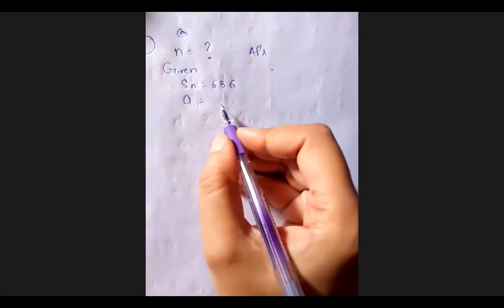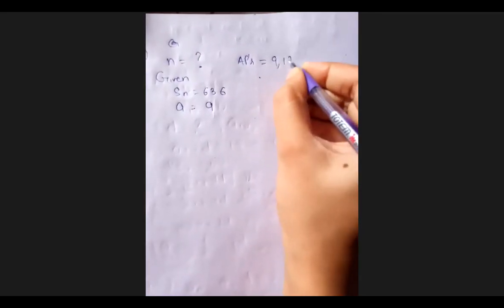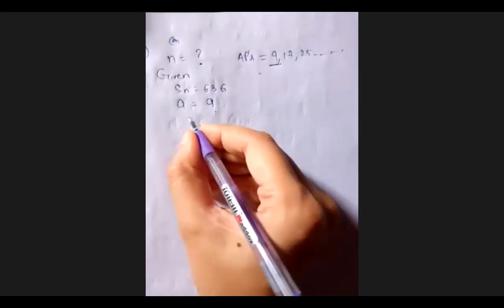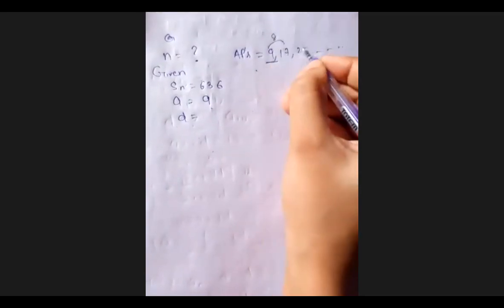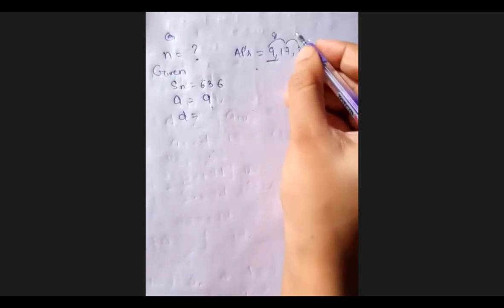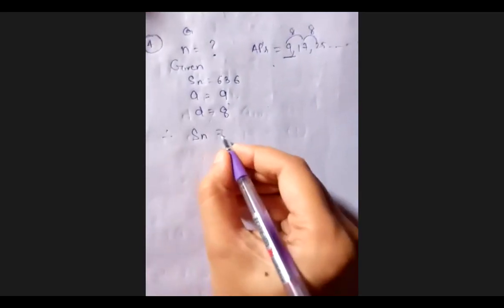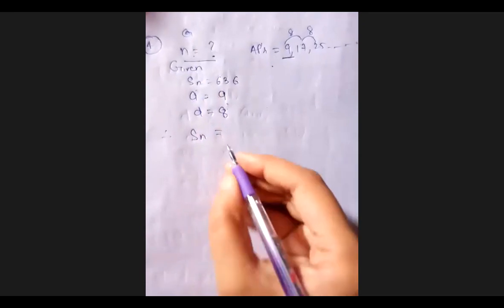So what is your A here? A is 9. आपकी जो AP है वो है 9, 17, 25. This is your A, 9. Your D will be 17 minus 9, 8. 25 minus 17, 8. It means your D is 8. Okay. You have to apply this Sn formula because आपको n बतानी है, and you know that Sn में जो वैल्यू होंगे वो सारी वैल्यू गिवन है, तो आप n की वैल्यू फाइंड कर सकते हो.